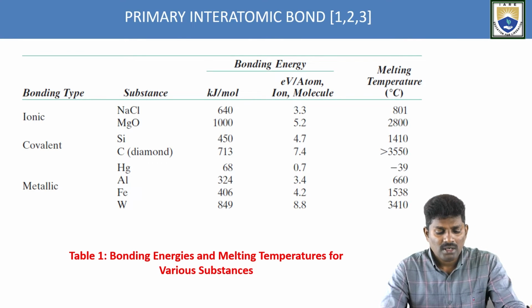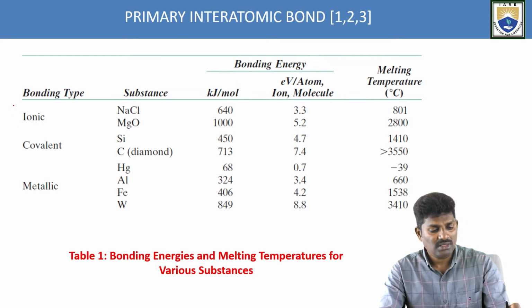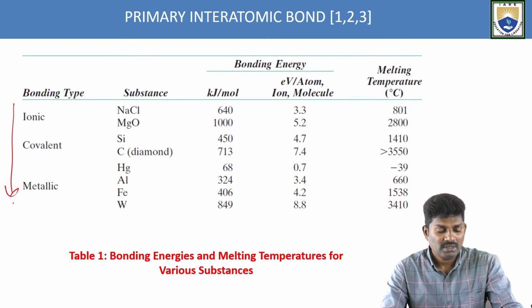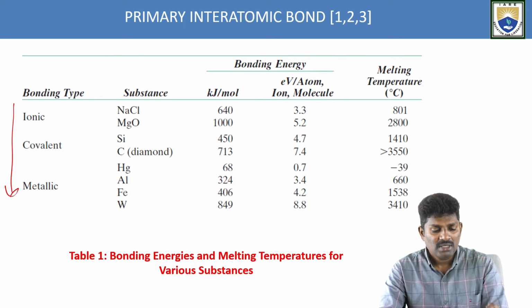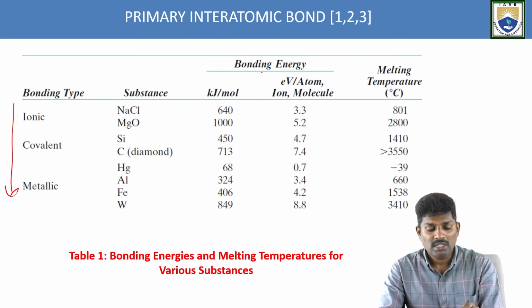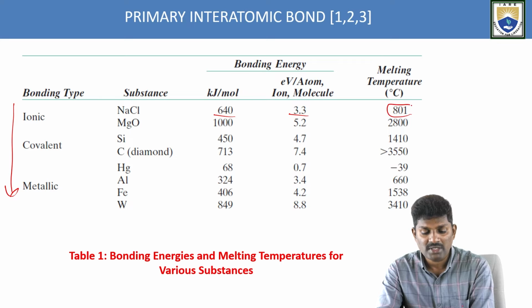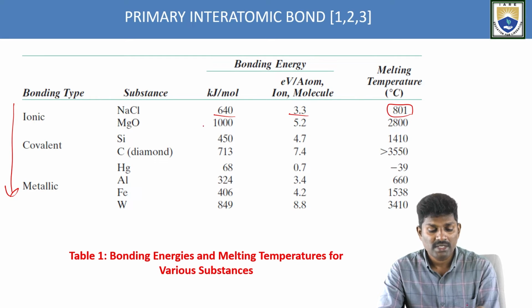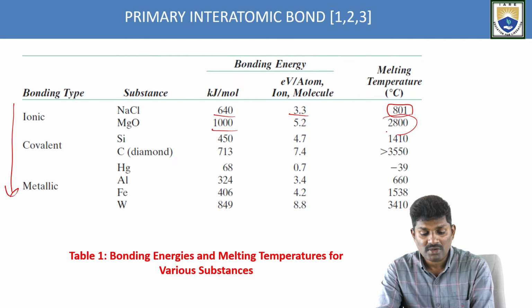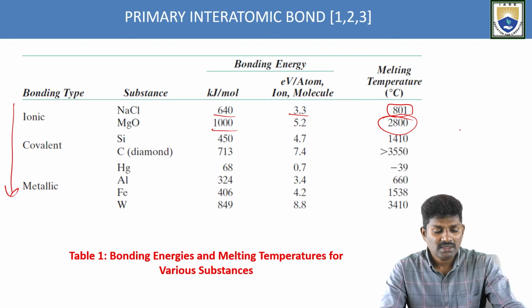And if you see the bonding energies and the melting temperature for various substances for the three types of primary bonding, the first one is the ionic bonding. If you see here, NaCl and MgO are the two substances we consider. The bonding energy is about 640 kilojoules per mole for sodium chloride, and the melting temperature is 801. And for magnesium oxide, the bonding energy is about 1000 kilojoules per mole, and the melting temperature is around 2800.